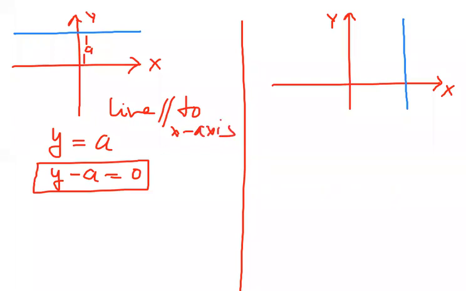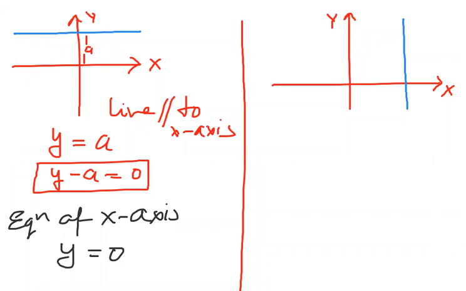What is the equation of x-axis? So equation of x-axis is y equals 0, because there is no shift in that case from x-axis. When there is no shift, means 0 shift, so y equals 0 will be the equation of x-axis.